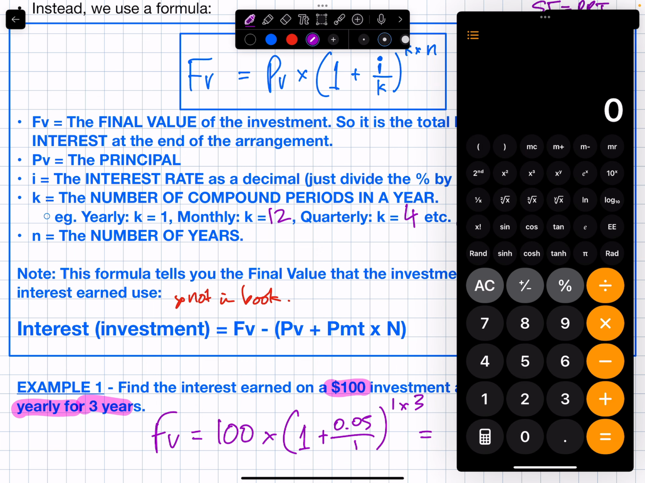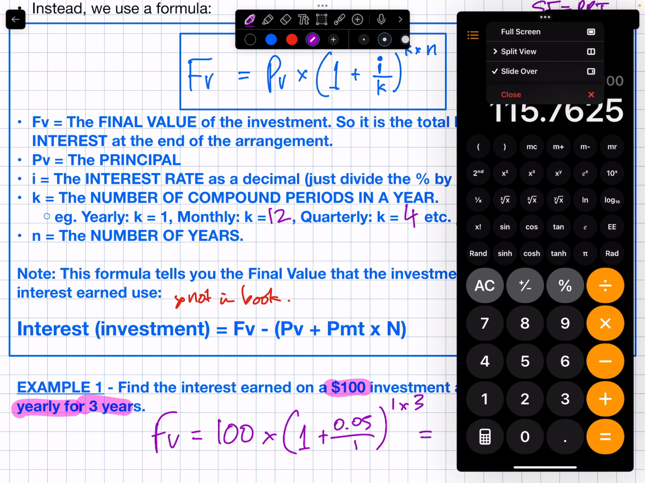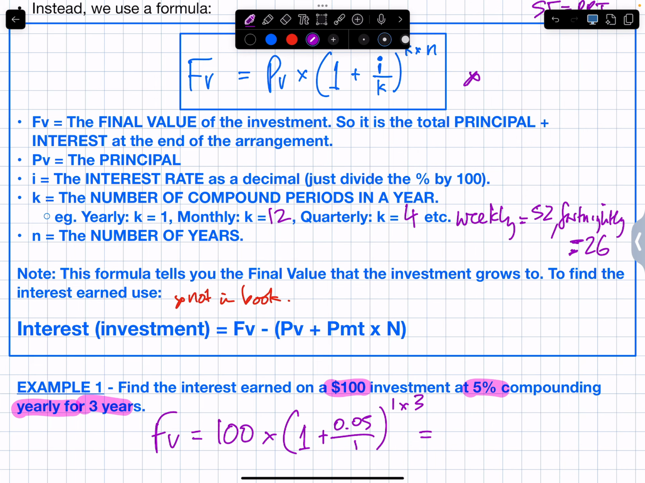So let me demo how to use the calculator to use BEDMAS. 0.05, because I have a fraction within the bracket, so I'll deal with that first. Add 1 to it, 1.05. Raise it to the power of 1 times 3, which is 3. And then I times the answer by 100. By doing that, I haven't lost accuracy. I didn't have to write anything in rounds. So 115.76 to 2 decimal points. $115.76 to 2 DP.